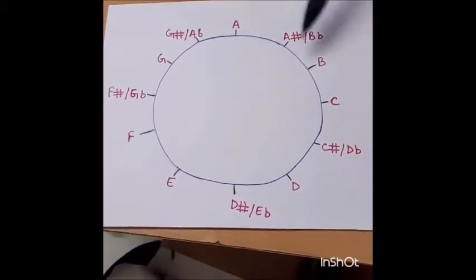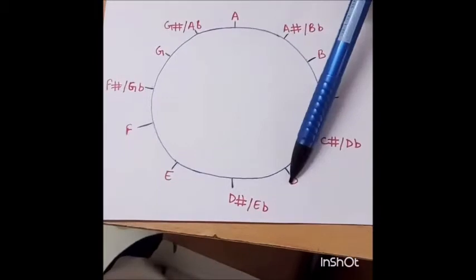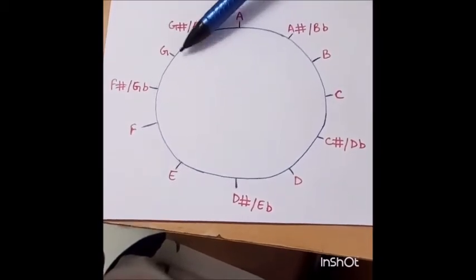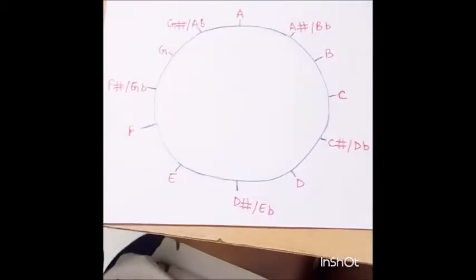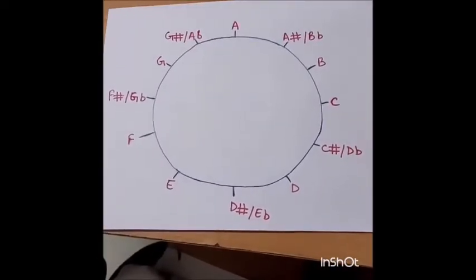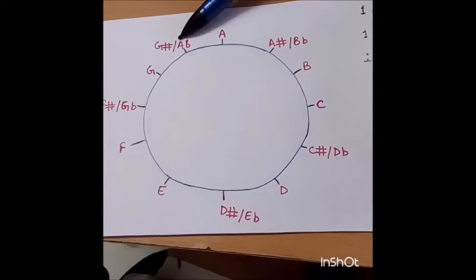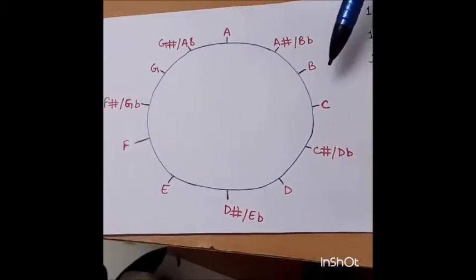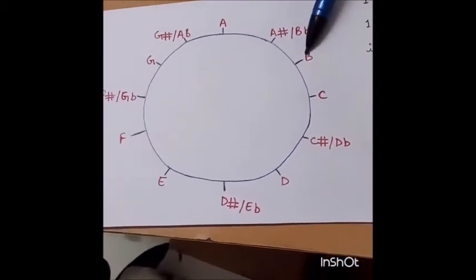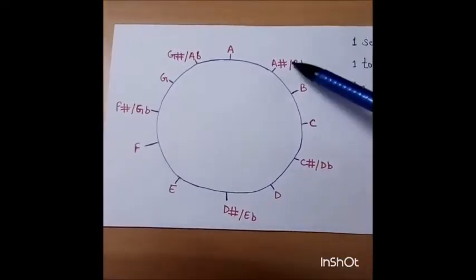These are A sharp, B flat, B, C, C sharp, D flat, D, D sharp, E flat, E, F, F sharp, G flat, G, G sharp, A flat, A. So these are the 12 notes being used, and you must be thinking about the sharps and the flats. It's nothing but ahead of the basic note is the sharp and behind the basic note is the flat. And you must remember two things: that B and E do not have sharps and F and C do not have flats.